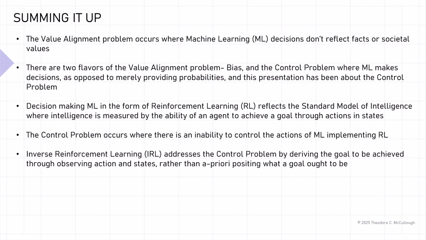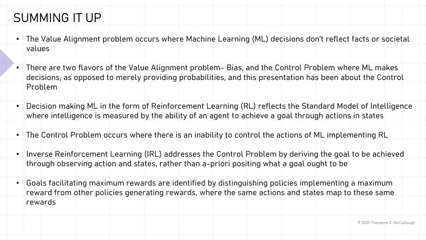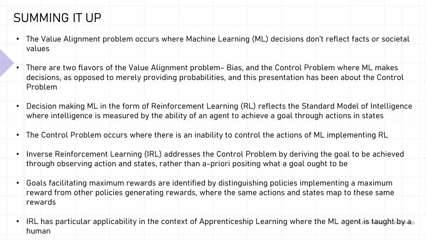Inverse reinforcement learning addresses the control problem by deriving the goal to be achieved through observing actions and states rather than a priori positing what the goal ought to be. Goals facilitating maximum rewards are identified by distinguishing policies implementing a maximum reward from other policies generating rewards, where the same actions and states map to these same rewards. Inverse reinforcement learning has particular applicability in the context of apprenticeship learning, where the machine learning agent is taught by a human.